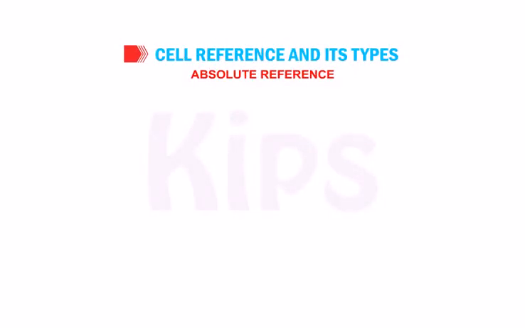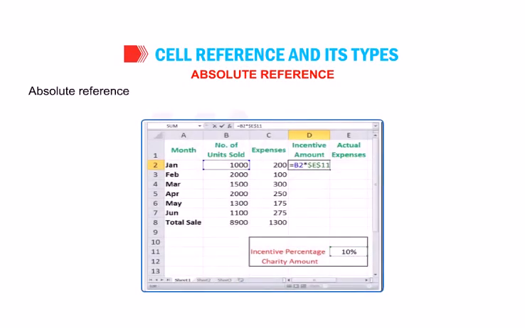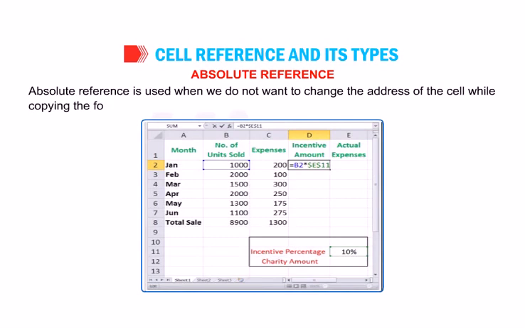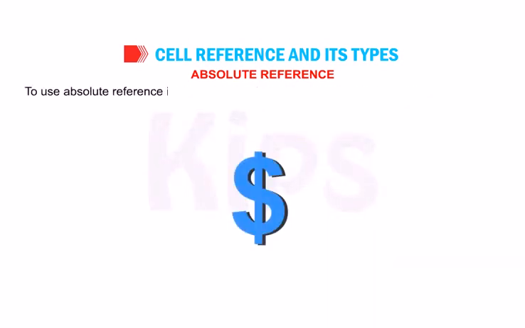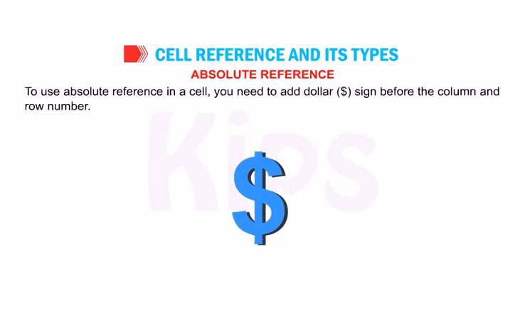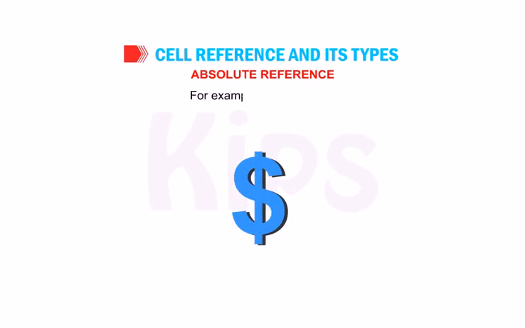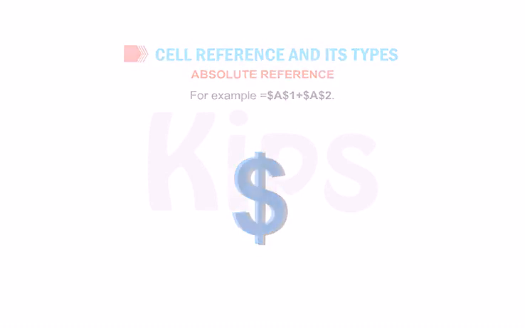Now, the second type of cell reference is absolute reference. Absolute reference is used when we do not want to change the address of the cell while copying the formula to another cell. To use absolute reference in a cell, you need to add a $ sign before the column and row number. For example, =$A$1+$A$2.